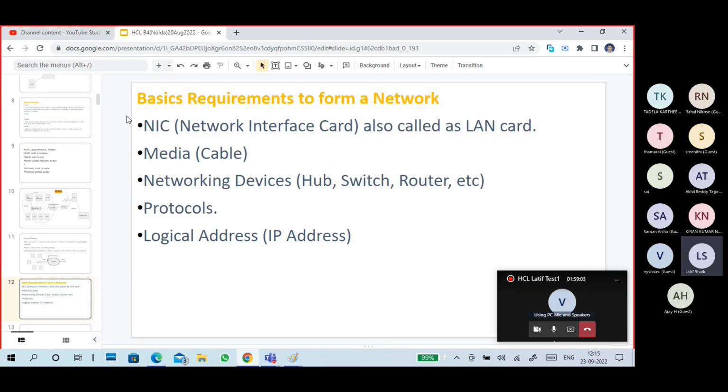To form a network, whichever topology we use, physically we have to connect the devices. Based on the way you connect the devices, there are different physical topologies: bus topology, ring topology, star topology, mesh topology. And we are using star topology.